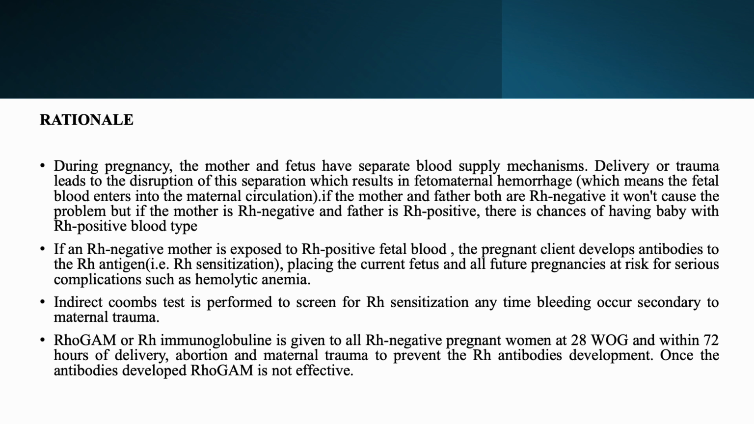The pregnant client develops antibodies to the Rh antigen, i.e. Rh sensitization, placing the current fetus and all future pregnancies at risk for serious complications such as hemolytic anemia. Indirect Coombs test is performed to screen for Rh sensitization anytime bleeding occurs secondary to maternal trauma. RhoGAM or Rh immunoglobulin is given to all Rh negative pregnant women at 28 weeks of gestation and within 72 hours of delivery, abortion and maternal trauma to prevent Rh antibody development. Once the antibodies have developed, RhoGAM is not effective.